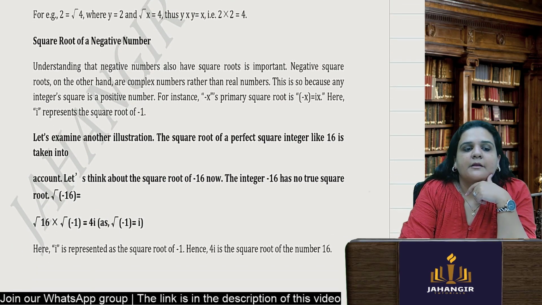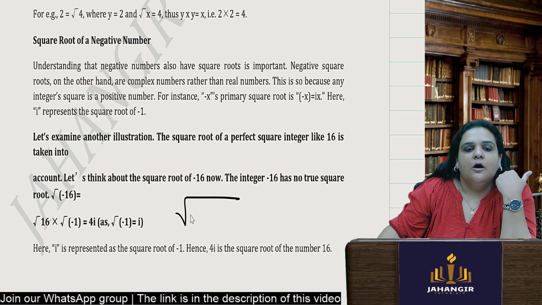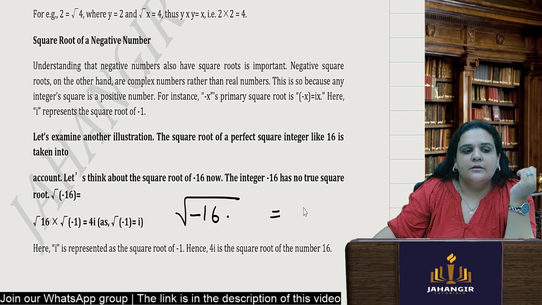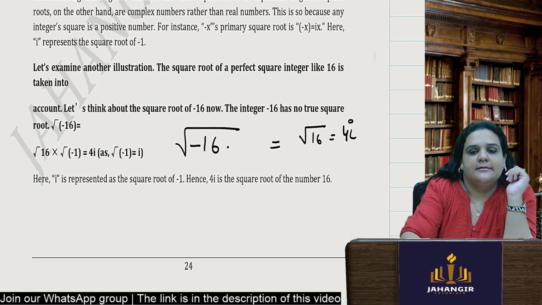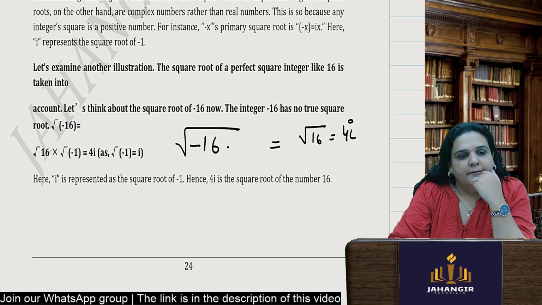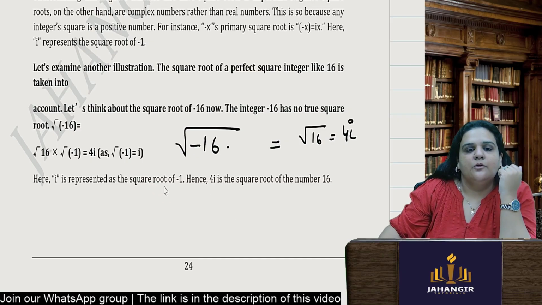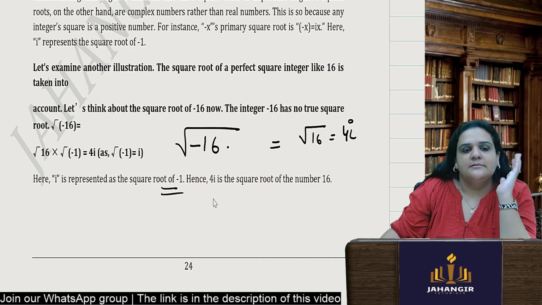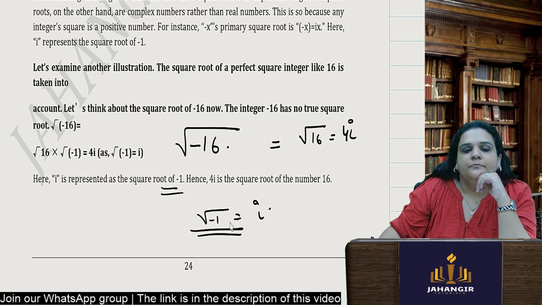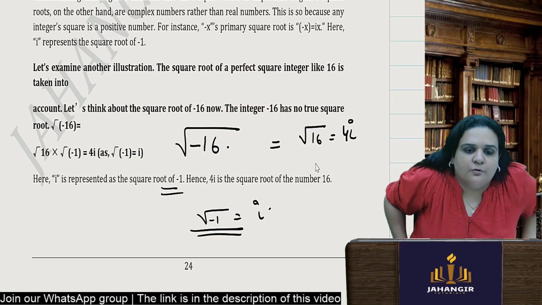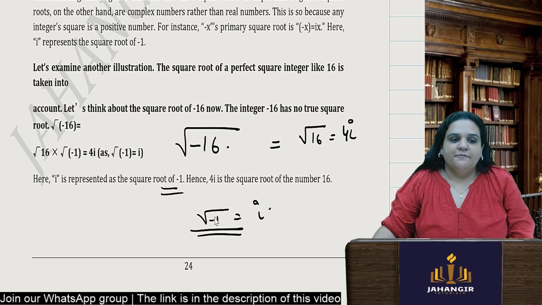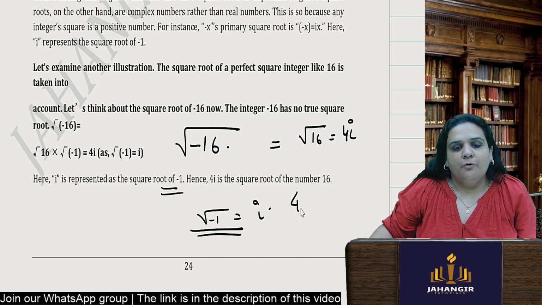Square root of a negative number. If I am finding the square root of minus 16, I cannot write it like this. I'll write the square root of 16, which is 4, and then I will write i. I is represented as the square root of minus 1. I'll have to separate this. The square root of minus 1, I'll write it as i, and the square root of 16, I will write as 4. So the answer of this type of negative square root will be 4i.